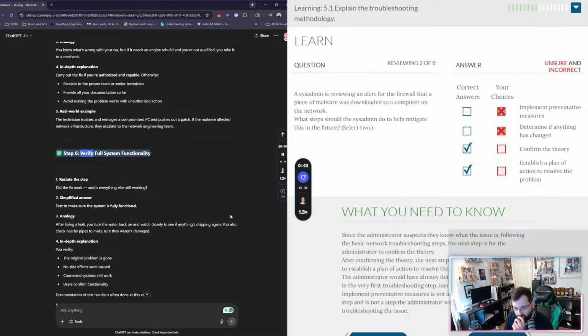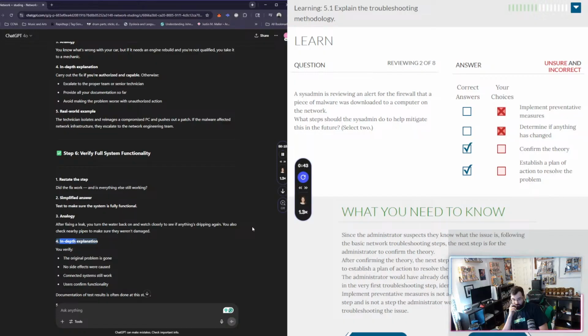Step 6. Verify full system functionality. 1. Restate the step. Did the fix work, and is everything else still working? 2. Simplified answer. Test to make sure the system is fully functional. 3. Analogy. After fixing a leak, you turn the water back on and watch closely to see if anything's dripping again. You also check nearby pipes to make sure they weren't damaged.